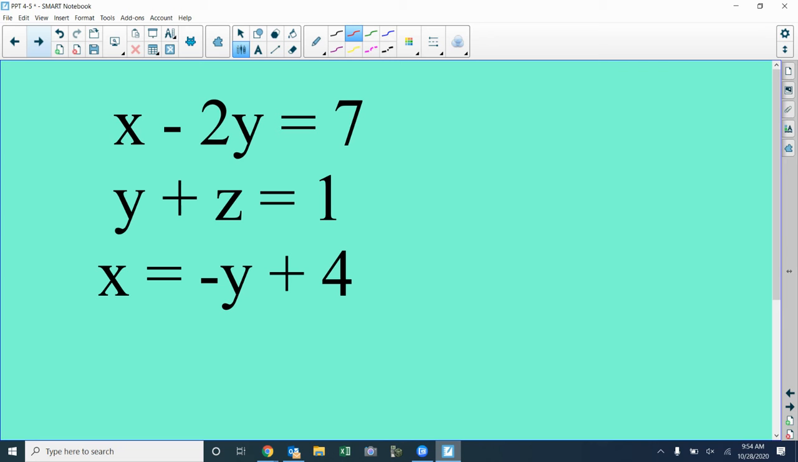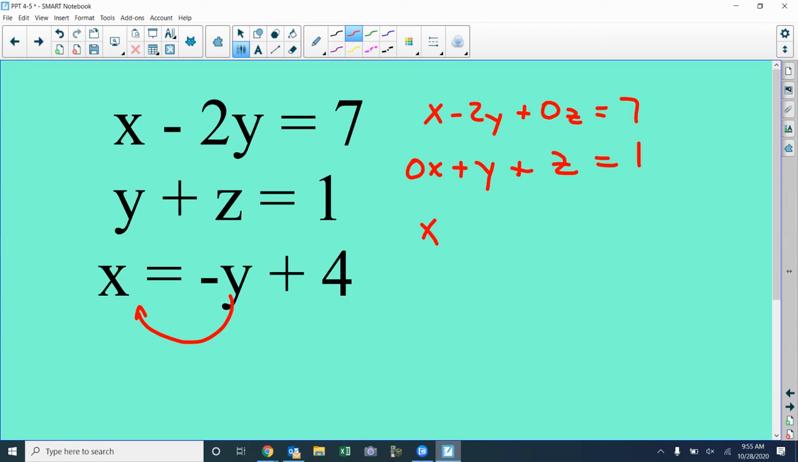Okay? So, I'm gonna line them up. I'm gonna have x minus 2y plus 0z equals 7. I'm gonna have 0x plus y plus z equals 1. I'm gonna have x, I gotta bring this y to the other side, so it's gonna be plus y plus 0z equals 4.